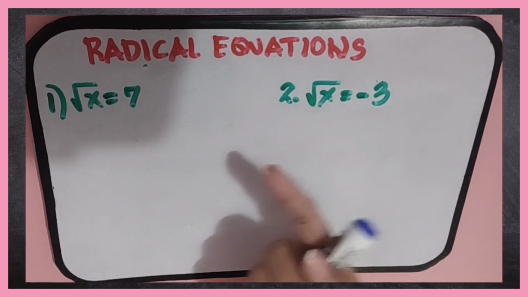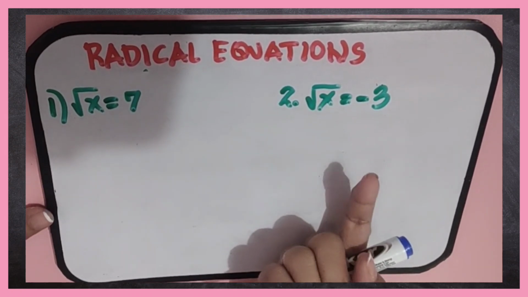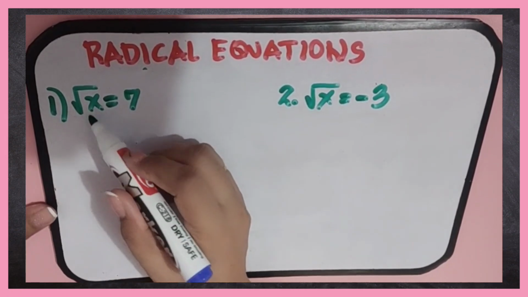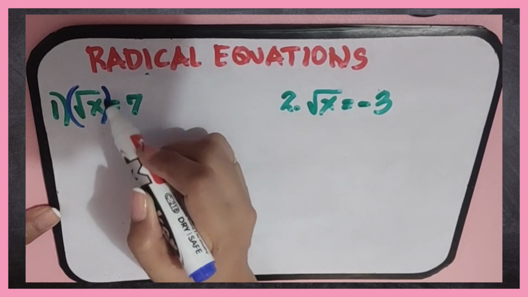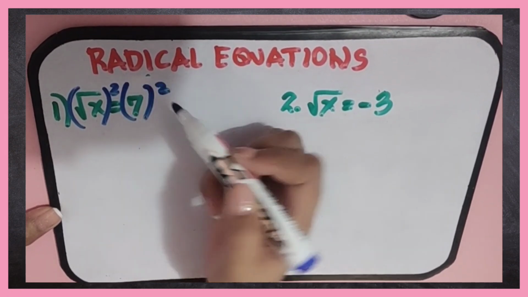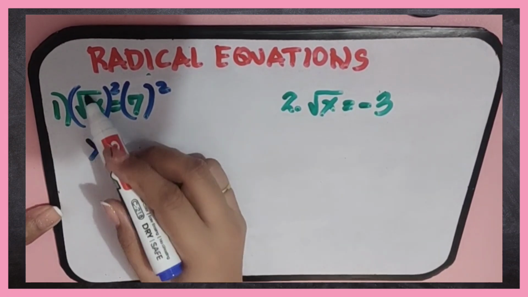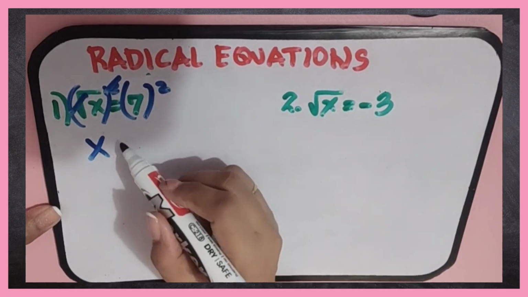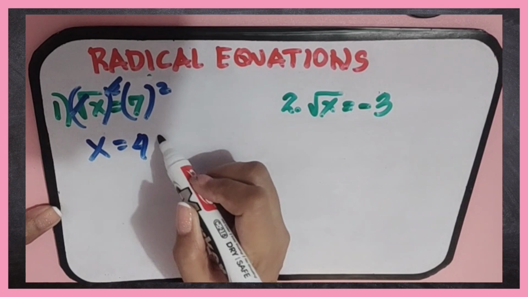In the equations, the variable is already on the left side. So squaring both sides, let us answer number 1 first. Squaring both sides, the index is 2, so we have to square it. And then the value of this is x. We cancel the index and the exponent. Then getting the value of 7 squared, and that is 49.